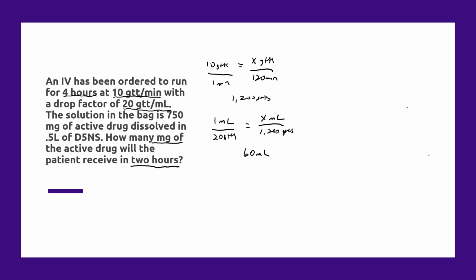Now we need to figure out how many milligrams that is. And we can do that by setting up one final cross multiplication. So we're going to have X milligrams per 60 ml when we know that there's 750 milligrams per 0.5 liters. Now we have to convert that to milliliters. Conversion factor is 1,000, so it's 500 milliliters. So we know there's 750 milligrams per 500 milliliters. And again, we'll do our cross multiplication. So 750 divided by 500 times 60. Our answer is going to be 90 milligrams of drug.